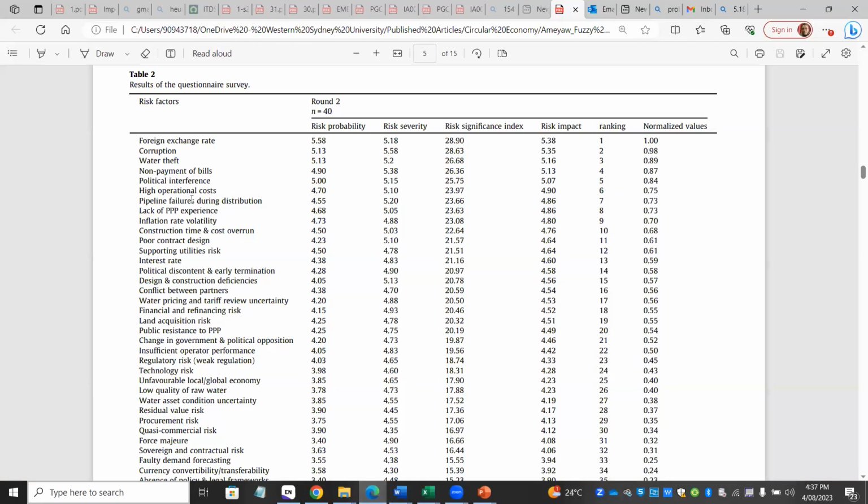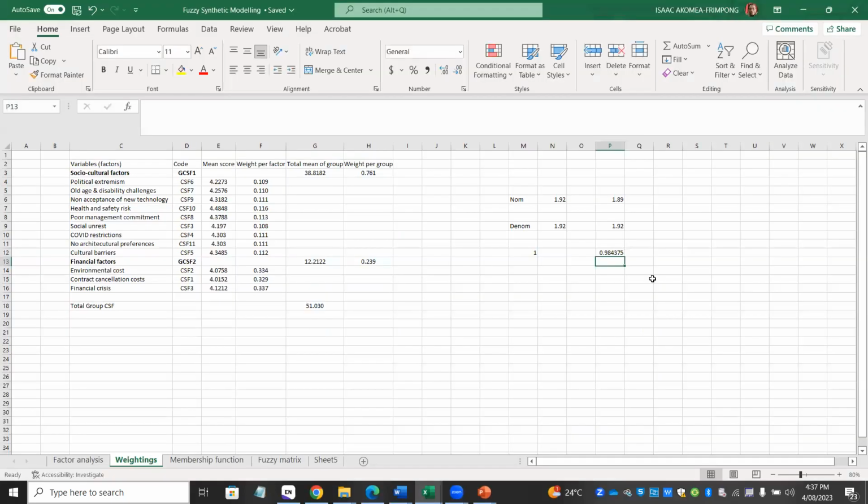For the corruption, let's take water theft. Okay, so water theft, the mean is 5.16. 5.16 minus the minimum mean among all the means of all the factors that we are looking at. The minimum is 3.46. This happens to be the last one on the bottom.